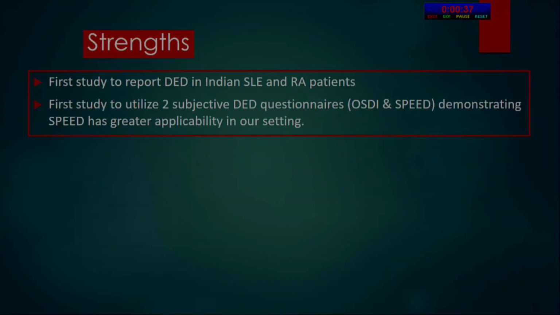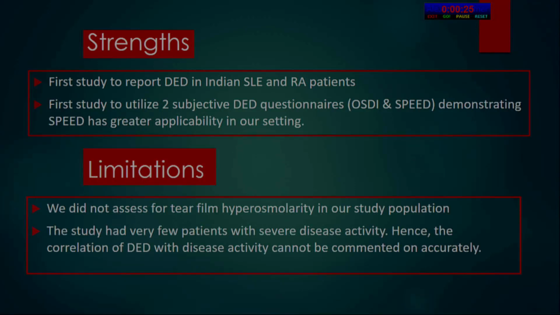The strengths of the study were that it is the first study to report dry eye disease in both the SLE and RA groups, and the first study to utilize two subjective dry eye questionnaires, OSDI and SPEED, demonstrating that SPEED has greater applicability in our setting.